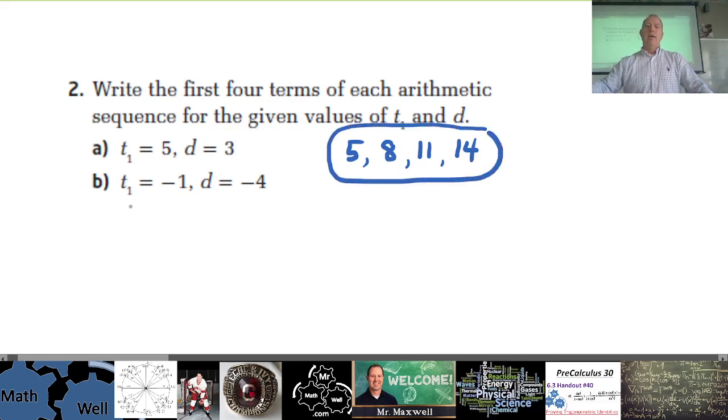All right. B, we have some negative values. Does that make this automatically harder? No, you might not like negatives or fractions, but the process is still the same. So -1 is the first one. And then I have to add my common difference. So I add -4, which is like subtracting. So what's the next number that I write down?